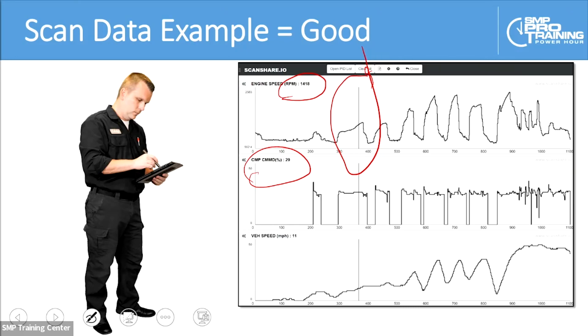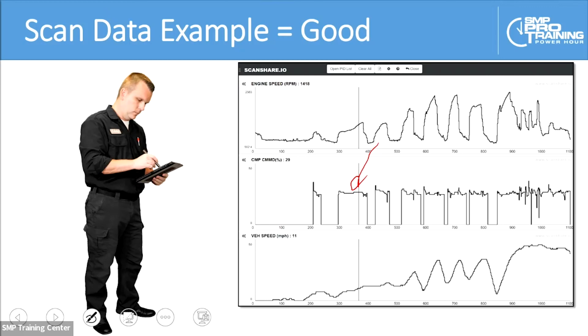Notice what's happening here, and this is an example of a known good. What we see as the module, the PCM, decides it wants to move the camshaft. He says, okay, it's time to move the camshaft. So he sends a control command to the oil control solenoid, which will result in the spool valve in the solenoid moving to a position where we can move the camshaft. But you notice what happens next. Immediately afterwards, that signal goes, I'll say, fairly horizontal.